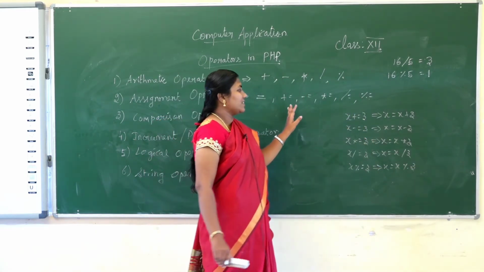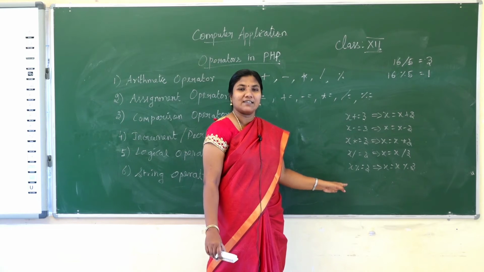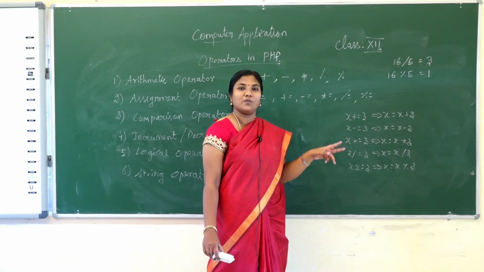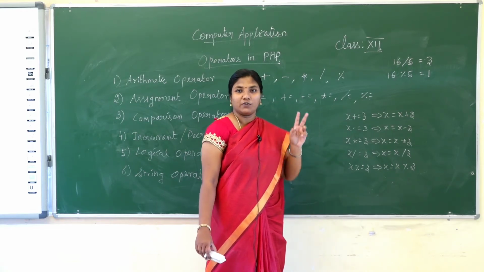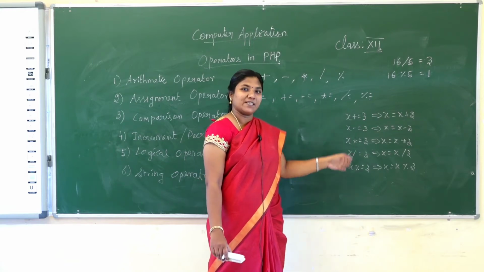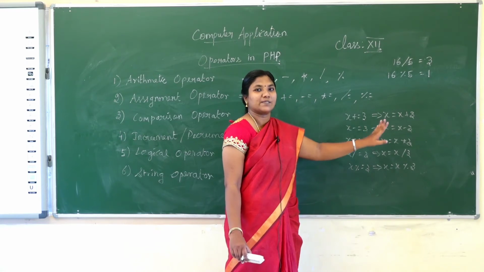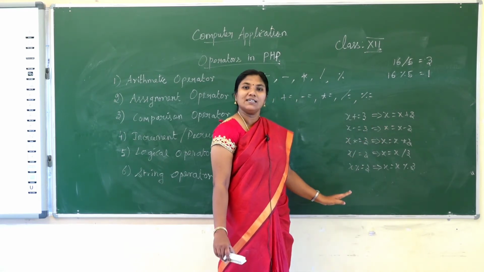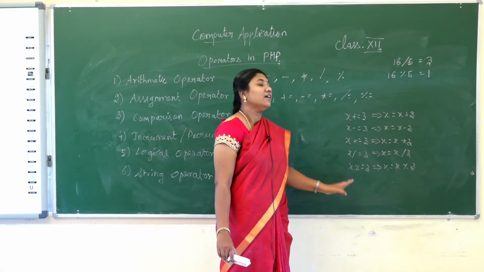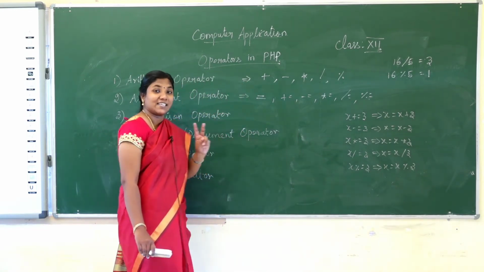Okay, so these are all the 5 assignment operators, that is x plus equal to, x minus equal to, star equal to, slash equal to and modulo equal to. When we are expressing it, what is the meaning of the statement? x plus equal to 3 implies x is equal to x plus 3. Similarly for all the symbols and all the operators. Clear? This is all the assignment operator.